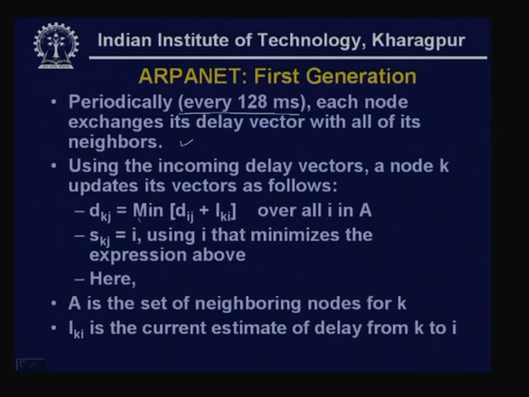So, it finds the minimum delay path for all i in A, using Skj equal to the i that minimizes the expression above. So, that minimum value is calculated. Here A is the set of neighboring nodes of k, and lki is the current estimate of the delay from k to i. So, the minimum value is taken as the delay information, which is used to compute the least cost path, maybe by using the Bellman-Ford algorithm.